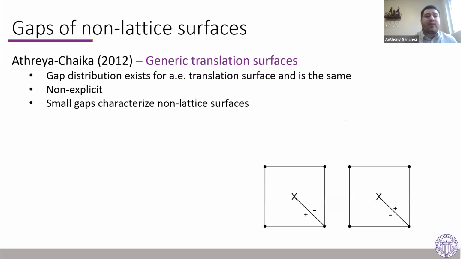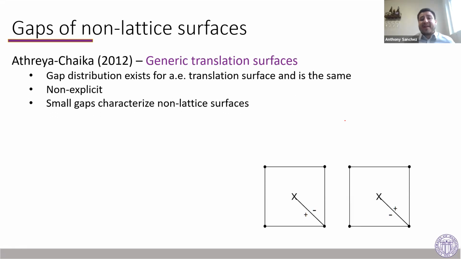And so we can move on to the world of non-lattice surfaces, where the first result in this direction was by Atreya and Chaika, looking at generic translation surfaces. They show that the gap distribution exists for almost every translation surface. Generic here, again, almost everywhere, means with respect to the Masur-Veech measure. They show that it's actually the same gap distribution for a generic translation surface.